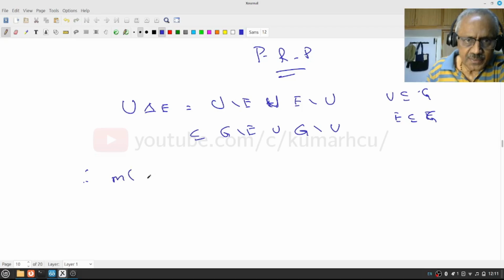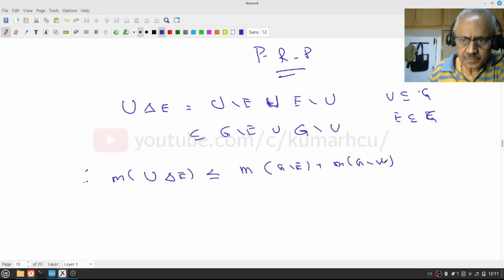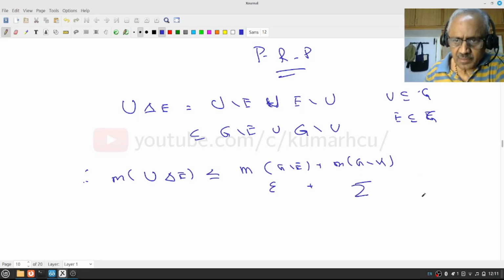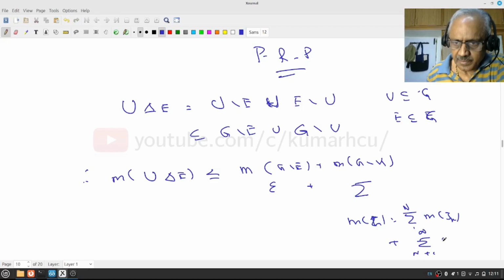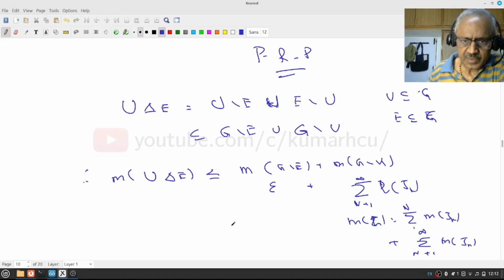Therefore, the measure of U symmetric difference E will be, by countable subadditivity, the measure of G minus E plus the measure of G minus U, right? But this is less than epsilon. This one is nothing other than, remember, the measure of G is the summation from 1 to n of the measure of J_k, because countable additivity we already used, plus n plus 1 to infinity of the measure of J_k, right? Therefore, this is also less than epsilon, the length of J_k from n plus 1 to infinity. This is less than epsilon, therefore the total is less than 2 epsilon.